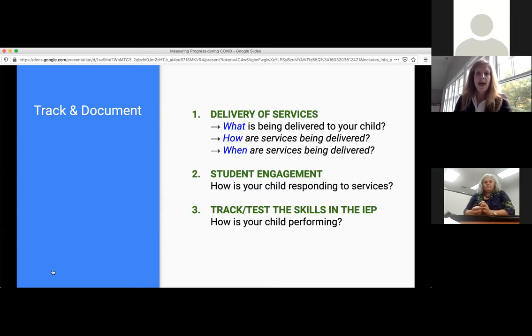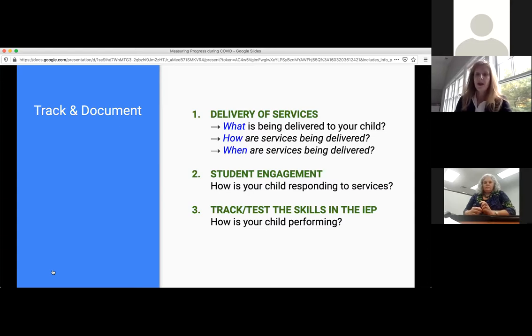And this goes back to the what that is being delivered to your child. What, meaning the special education and related services, what are you getting? How are those services being delivered? And when are those services being delivered? Because as we know, in our remote learning environment, the how and the when is going to be very different. You also want to be tracking student engagement. And this is how your child is responding to the services.